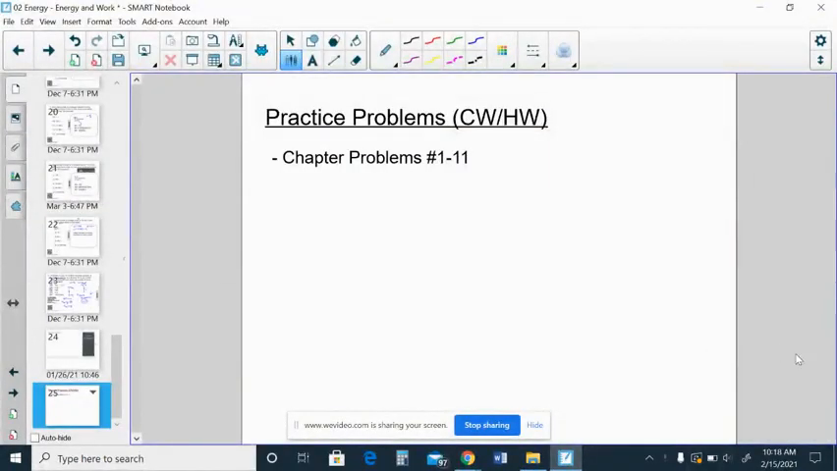Okay, so all right, there are some chapter problems, some practice problems that relate to this lesson. So you should do numbers 1 to 11 now. You can discuss with your group mates, and then I'll be in and out of the breakout rooms to make sure that you're on the right track or see if you have any questions.